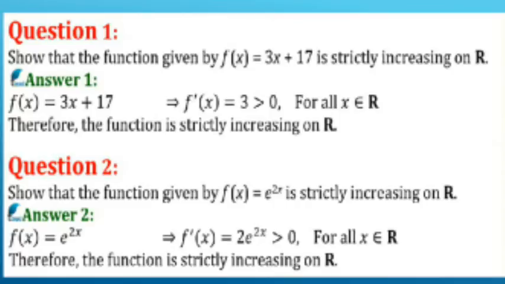Your second question is, show that the function given by f(x) equal to e raised to power 2x is strictly increasing on R. Again we will find the first order derivative of f(x). So the first derivative of f(x) is 2e raised to power 2x. Again e raised to power 2x we can write it as e raised to power x whole square. So the multiplication of two positives always gives a positive. So the sign of f dash x is positive. That implies f(x) is a strictly increasing function on R.